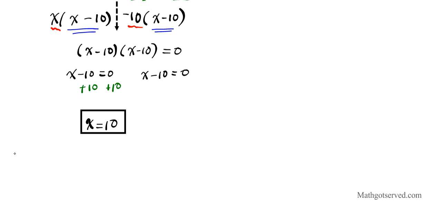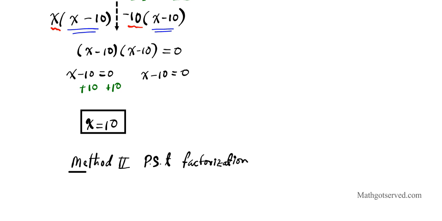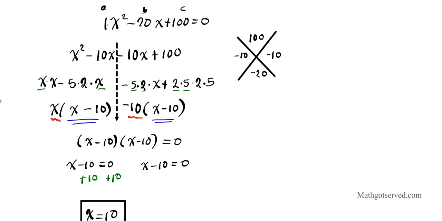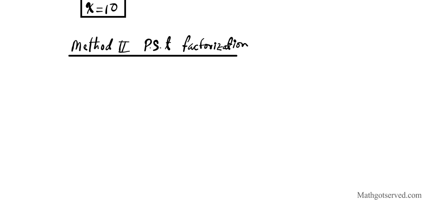Now, let's try using another method. Method 2, we're going to use the perfect square trinomial factorization. I'm going to call it PSC, perfect square trinomial factorization. All right. Now I'm going to start right off from the standard form of the quadratic equation we had, which is x squared minus 20x plus 100. Now this method works only for perfect square trinomials.